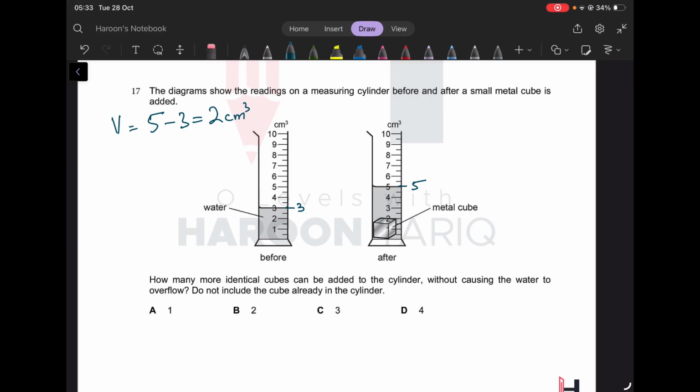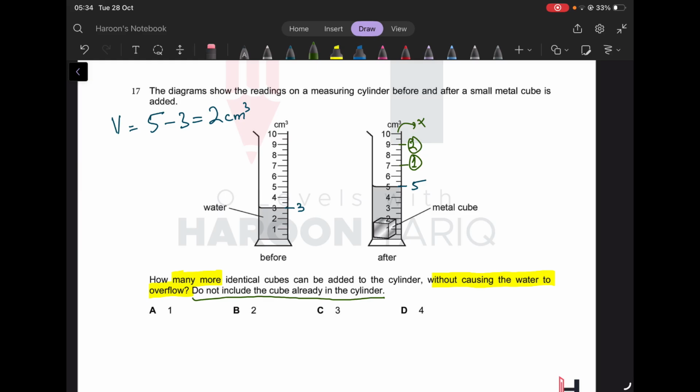How many more they are saying? You need to read the question carefully. How many more? They specified more. How many more identical cubes can be added to the cylinder without causing the water level to overflow? Do not, they specified, do not include the cube that is already in this particular cylinder. We will not include that. So if I add one more, the reading would come to 7. If I add another after it, the reading would rise to 9. If I add one more, the reading would rise to 11 and it would overflow. So I can't add the next one.